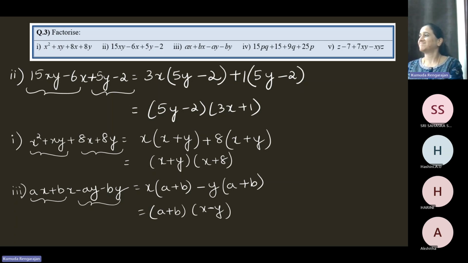Only when there is subtraction should you change the signs outside. Next, we got 1 into x minus 7 plus xy into 7 minus 2. There you should change the sign. Plus as minus, and change. Okay, finished?